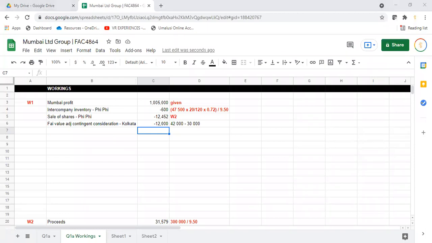Okay, so that is Kolkata, that is the unrealized profits. So now let's have a look if there's anything else relating to Kolkata that impacts Mumbai's profits.